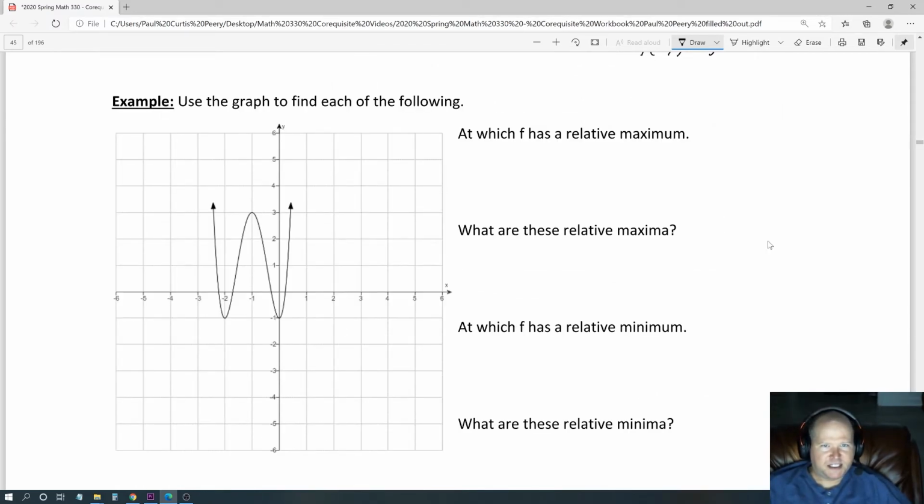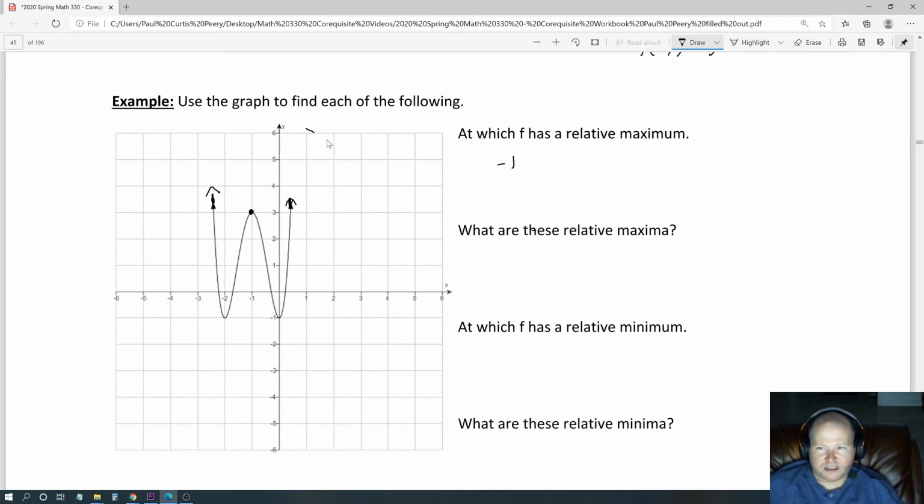Use the graph to find each of the following: at which f has a relative maximum. Okay, now, since this goes off to infinity from there, that doesn't count, and this goes off to infinity there, that doesn't count. But in between, say for instance, negative 2 and 0, there is a relative maximum at this point right there. So what we would say is, at which f has a relative maximum. Okay, so it looks like the maximum is right here. So the x at which f has a maximum would be negative 1.